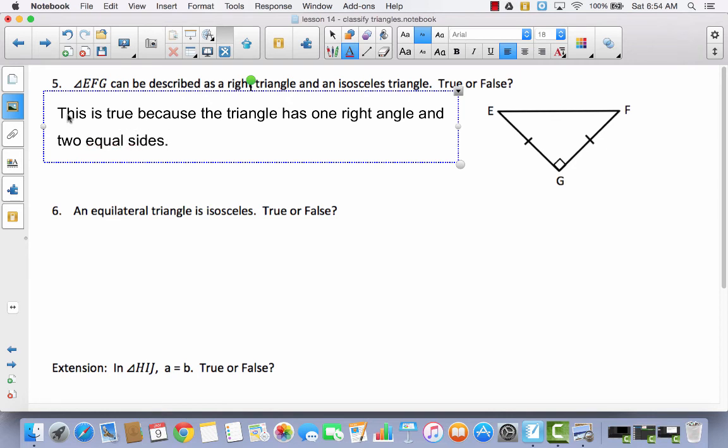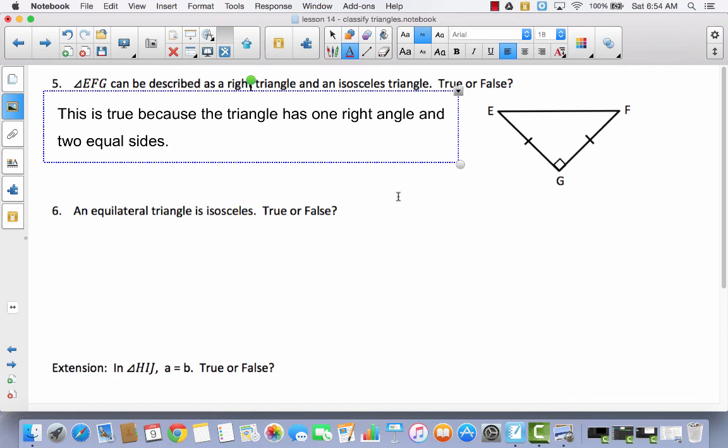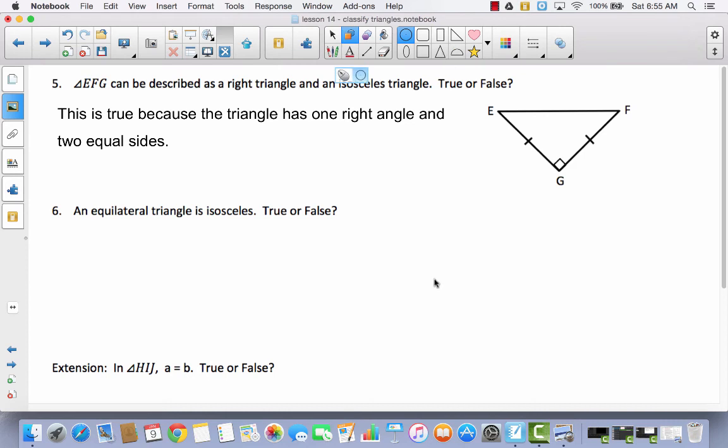An equilateral triangle is isosceles. True or false? What do you think about that? An equilateral triangle is an isosceles triangle. Well, an equilateral triangle has 3 equal sides, and an isosceles triangle has at least 2 equal sides. So is an equilateral triangle an isosceles triangle? Let's draw a triangle here. You don't have to, you can freehand this, but let's go ahead and try to draw an equilateral triangle. So let's look at this for a second.